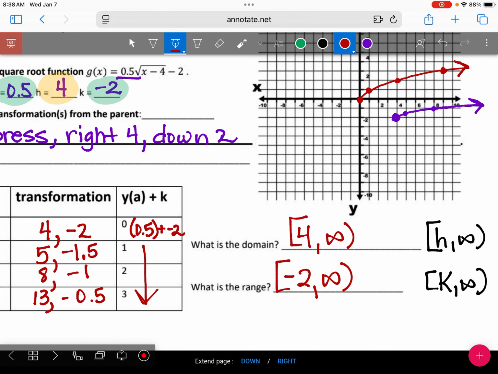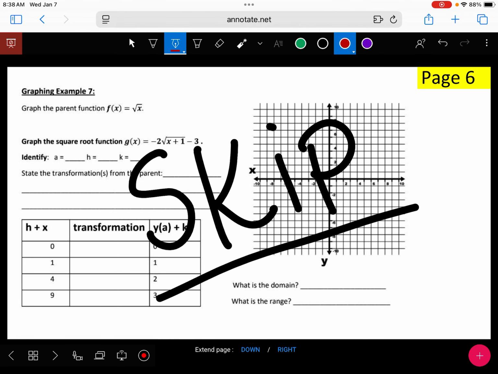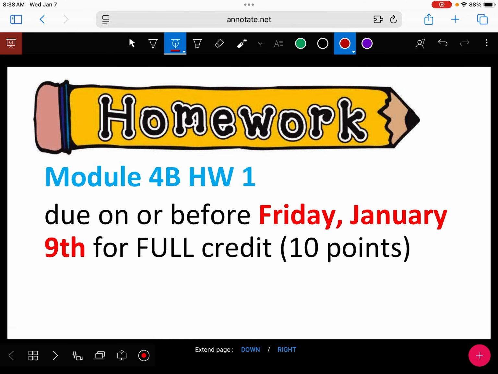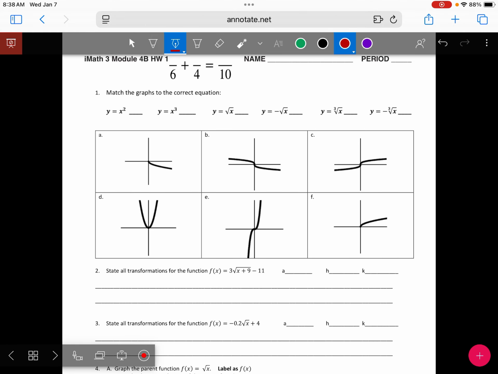Okay, so homework. Homework again. Oh, yeah, we're skipping number 7. Cross that one out. Homework is due Friday. But if you're working on it every day, you should be finished with it tomorrow and be able to turn it in early. And sometimes I give extra credit when it's turned in early. Sometimes, okay?